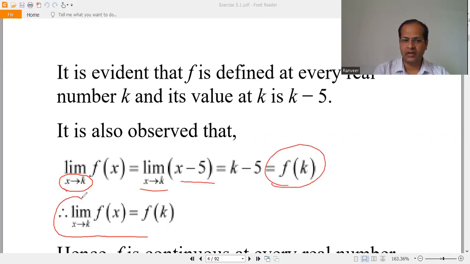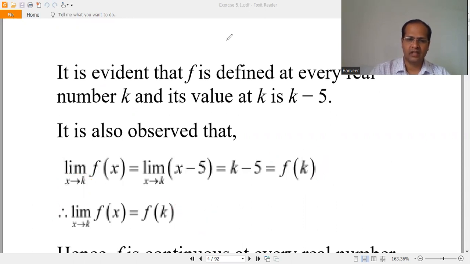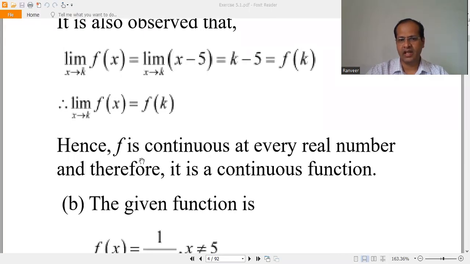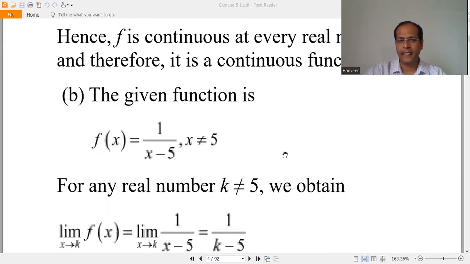So limit x tending to k f(x) equal to f(k). So this is continuous at the given point k. So it is continuous for every real number and therefore it is continuous.